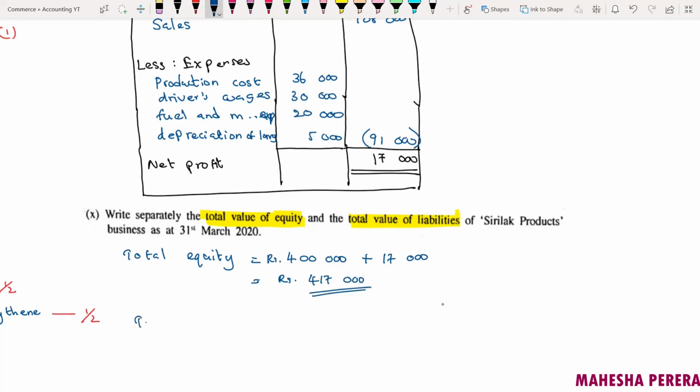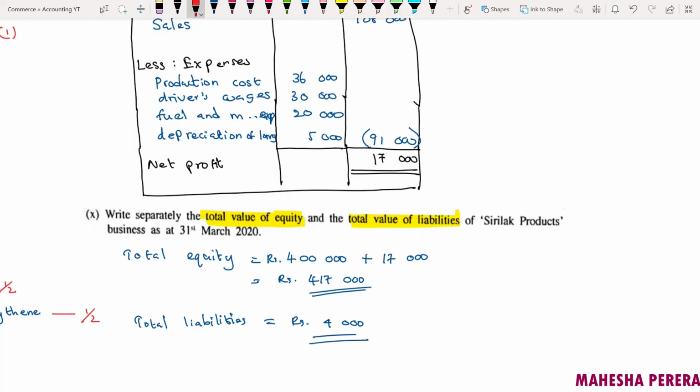Then the total liabilities. Now there is no bank loan in this business, no creditors, no bank overdraft, but we have only an accrued electricity charge amount. That is actually only 4,000 rupees. So this 4,000 is our accrued electricity charges amount. Do you remember? So it's only 4,000.